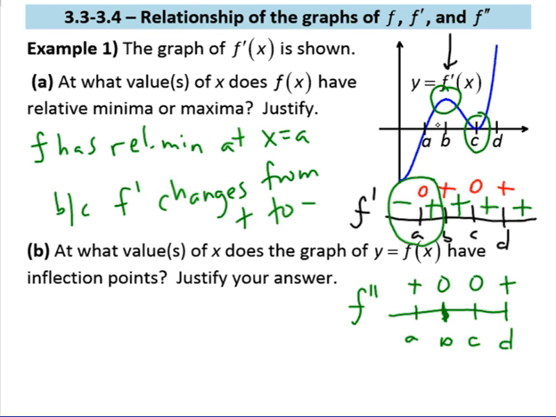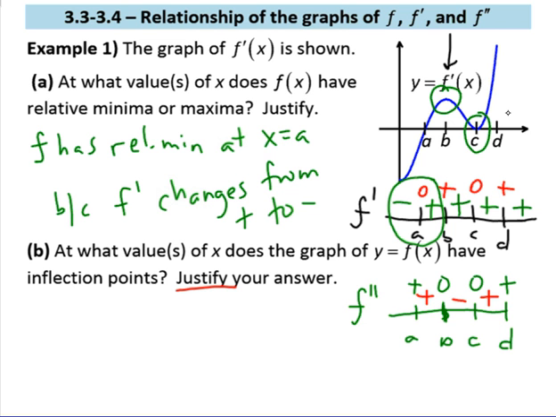So before b, our graph of f prime is increasing, therefore the slope is positive. Between b and c, negative, and after c, positive. So we have points of inflection at b and c. Now, I know I created this sign chart for f double prime, but in my justification, it's always very important to justify using the information that's given.